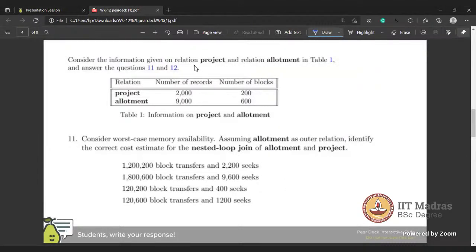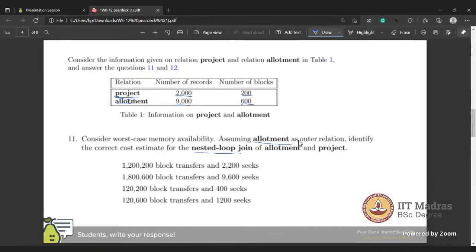Okay. So consider the given relation project. The number of records is 2000 and the number of blocks is 200, and for allotment the number of records is 9000 and the number of blocks is 600. Consider worst case memory availability assuming allotment as outer relation. So allotment is the outer relation. So identify the correct cost estimate for the nested loop join of allotment and project.